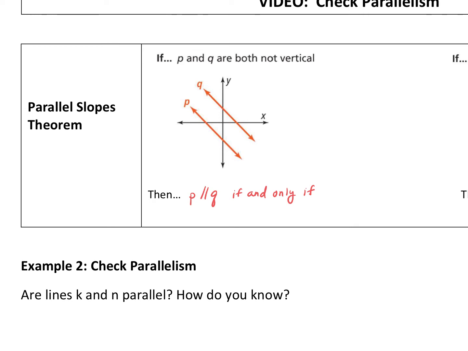the slope of line P is equal to the slope of line Q. So if P and Q are both not vertical, then P is parallel to Q if and only if the slope of line P is equal to the slope of line Q.